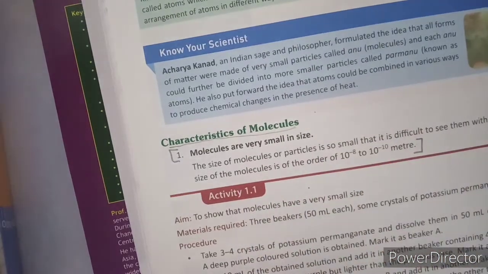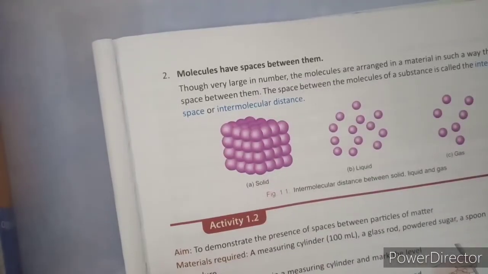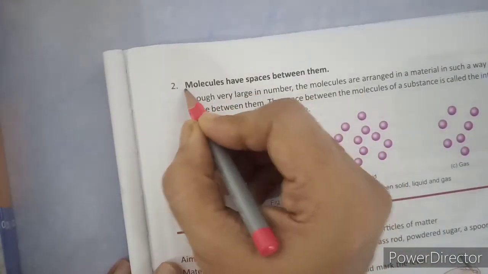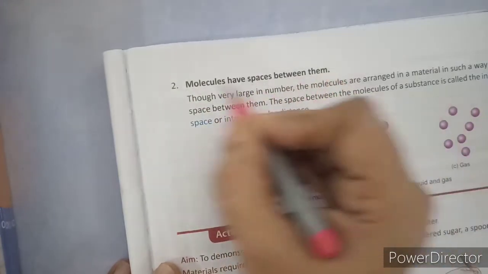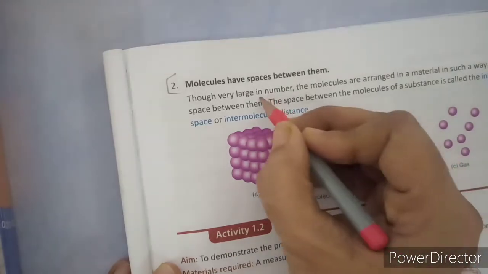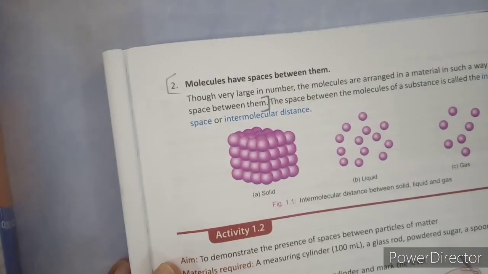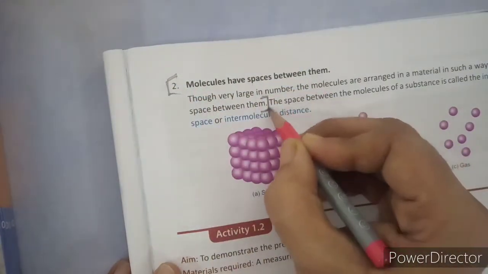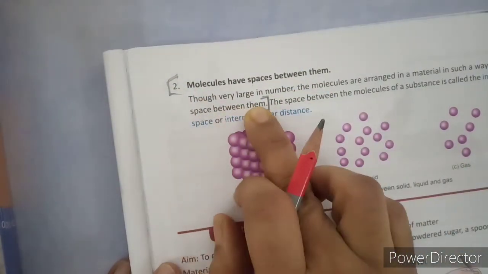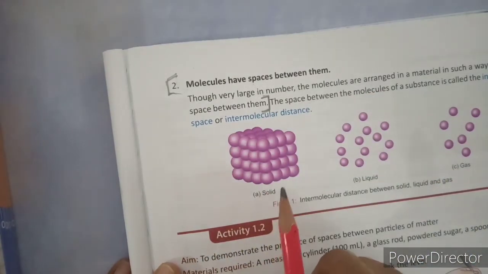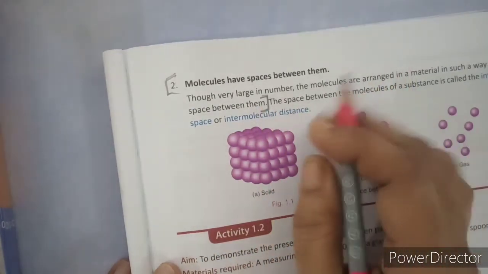Then go to the second point on page number 3. You have the second point, molecules have spaces between them. Up to this you are going to write. For the second point you just have to write up to this. If you want you can write this statement also, but if you don't write, it's okay.